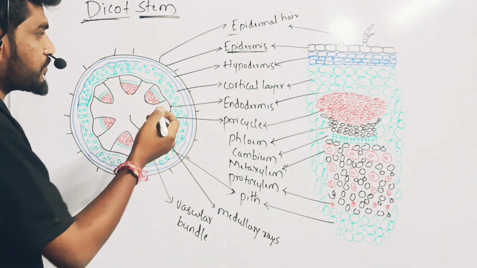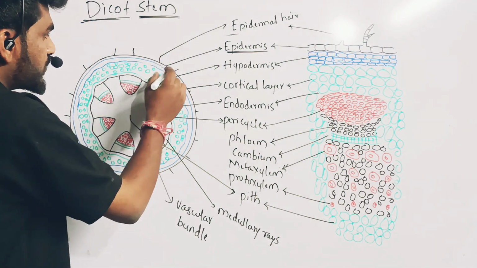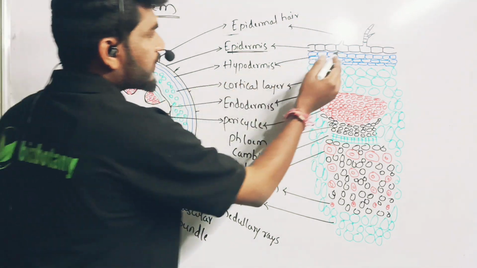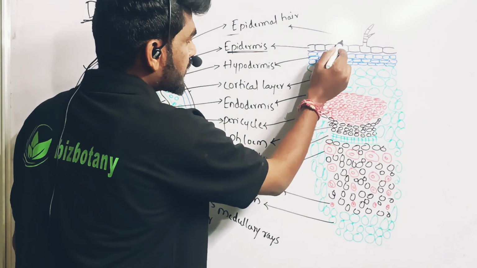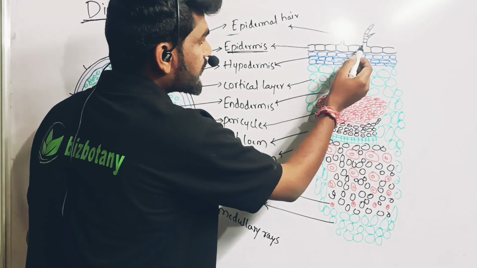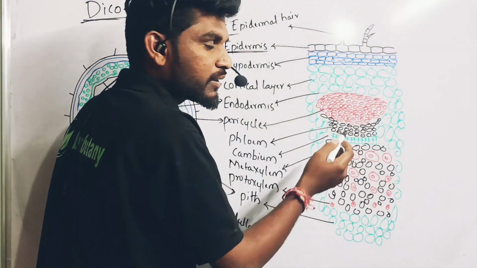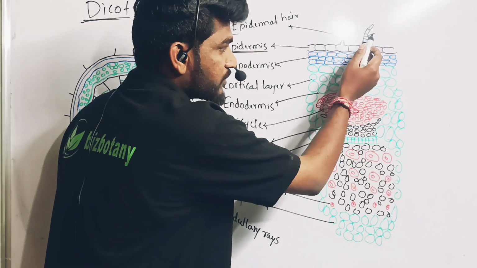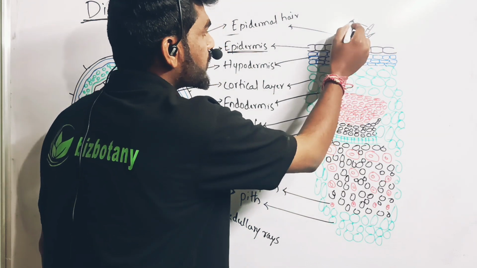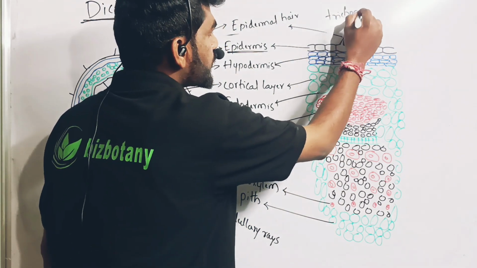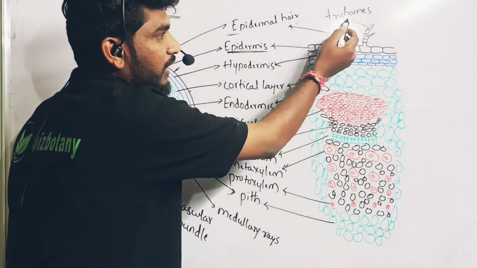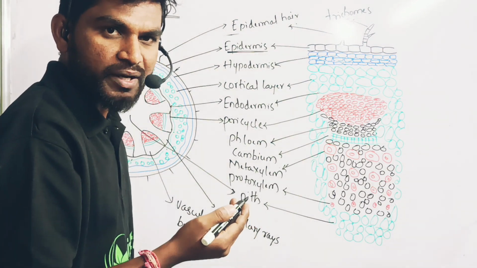Epidermis may consist of some hairs, epidermal hairs. In the case of a dicot stem, you can see some trichomes also present. Trichomes are the epidermal hairs, an extended part of the epidermal cells. How are they? They are multicellular and branched structures, also extended parts of the epidermal cells. We call them trichomes. The epidermis may consist of epidermal hairs, trichomes, as well as some stomata.